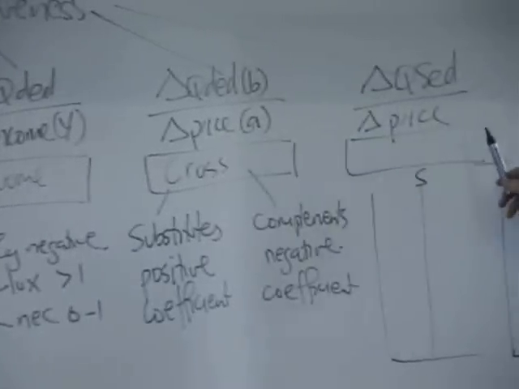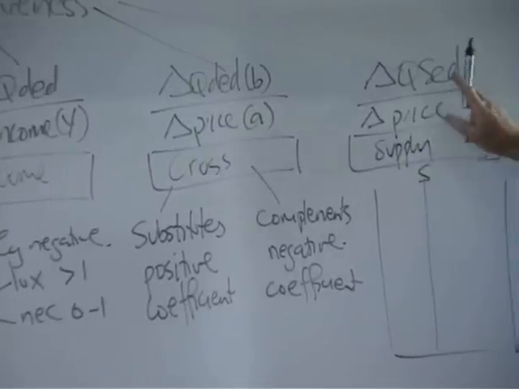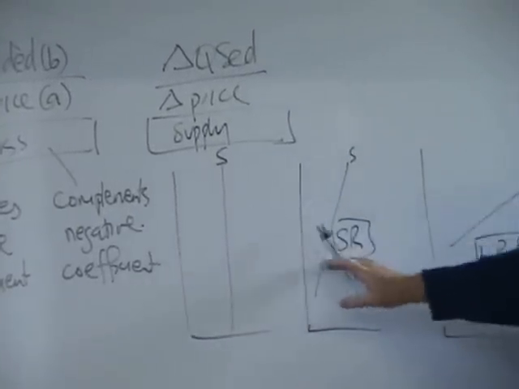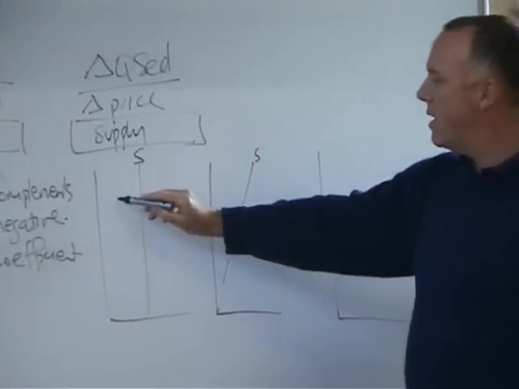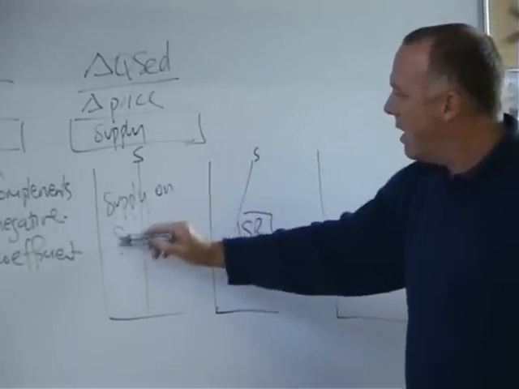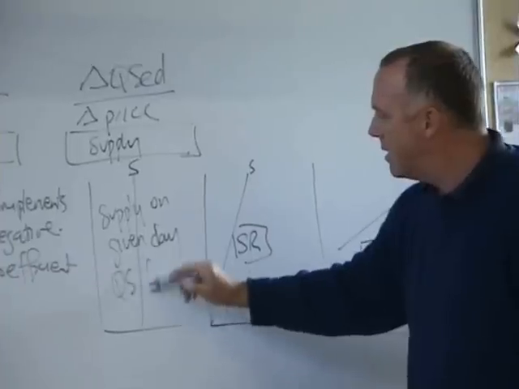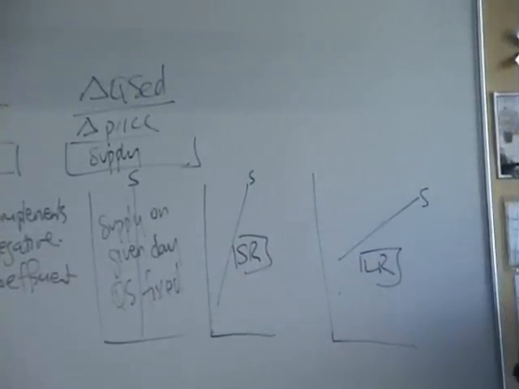The last one is supply elasticity, and that measures the responsiveness of quantity supplied to a change in price. And we get 3 different time periods. The first one is called the momentary time period. That is supply on a given day, and the quantity supplied is fixed, and you're unable to change any factors.